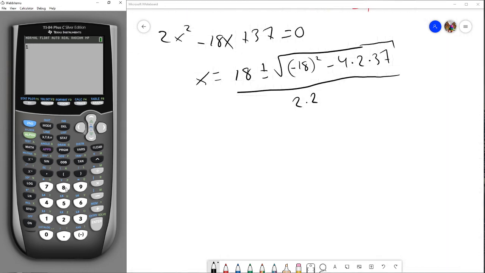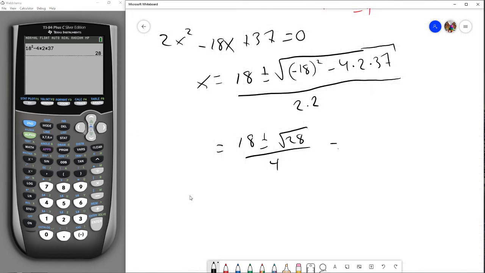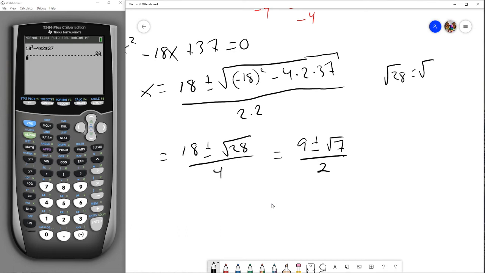Alright, so let's figure out 18 squared minus 4 times 2 times 37 gives you 28. Alright, so this is going to be 18 plus or minus root 28 over 4. So 28, if we recall, is 4 times 7. So this is going to be 9 plus or minus root 7 over 2. So what I did was I realized that root 28, same thing as root 4 times root 7, which is 2 root 7. And then I divided a 2 out of the 18 and the 2 root 7, just giving me this here.